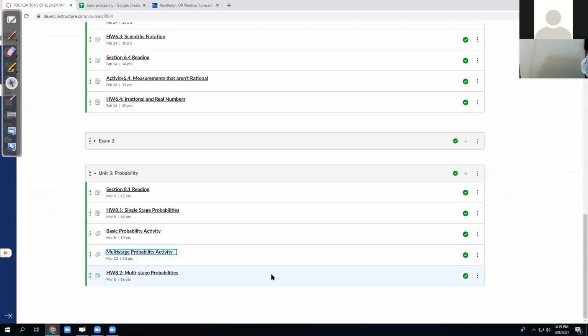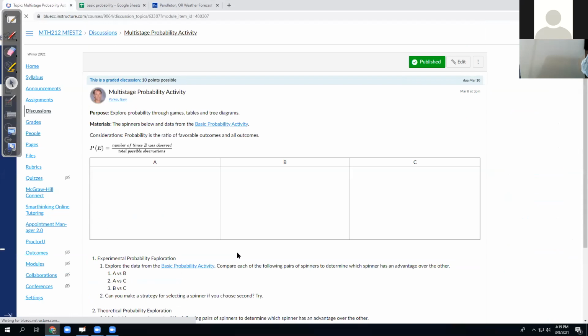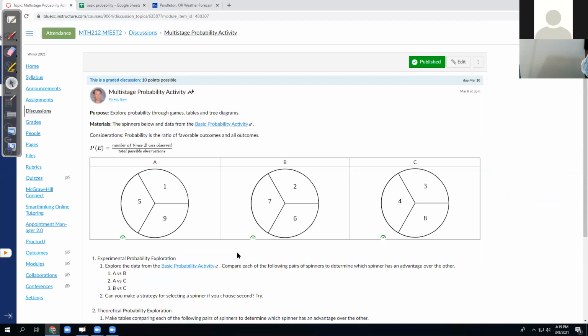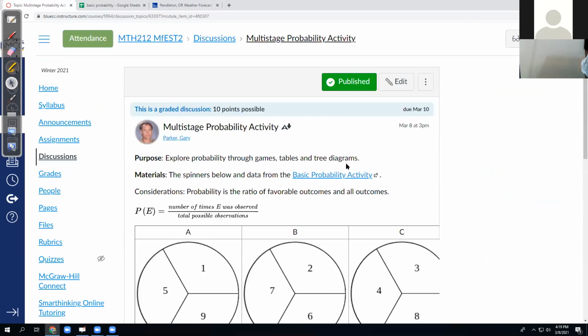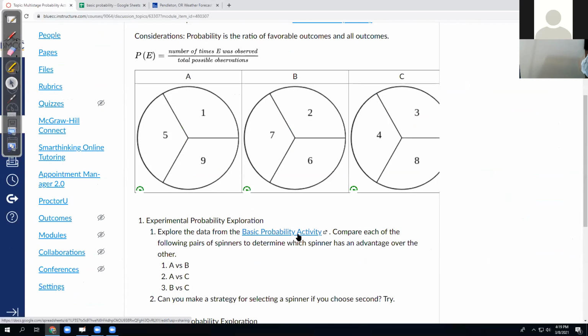I want to look at two questions, in the big picture and a few questions in the smaller picture. Same 3 spinners we were working with before at the top, and then down below, I link to the spreadsheet that has the class data. So first thing I want to do is experimentally looking at the class data. Does A have an advantage over B or B over A? Does A have an advantage over C, or is it C has an advantage over A? So these are the 3 comparisons we can make: A versus B, A versus C, or B versus C.